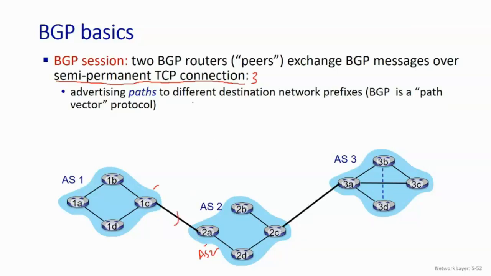So first of all, two BGP routers, two peers, establish the BGP messages. I'll tell you what the format of BGP messages is to establish a connection. Connection messages are something different. So a TCP connection is established, and through this TCP connection the messages are exchanged. But what type of messages are exchanged?